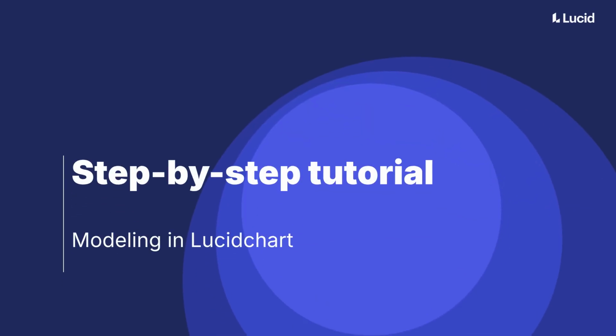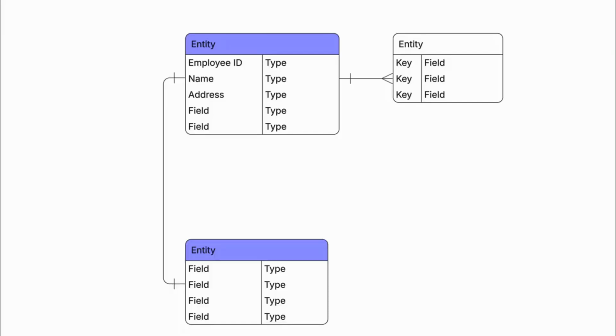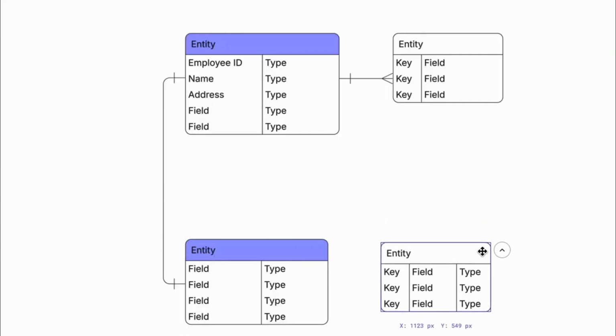Now that you know the theory, let's get building. Here is a step-by-step tutorial: how to use crow's foot notation in an ERD using Lucidchart. First, enable the Entity Relationship Shape library. Drag an entity onto the canvas and add your attributes.